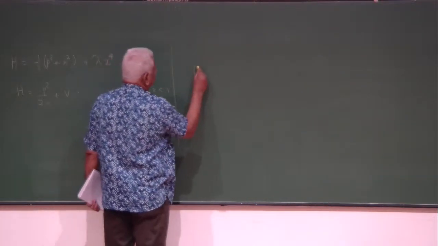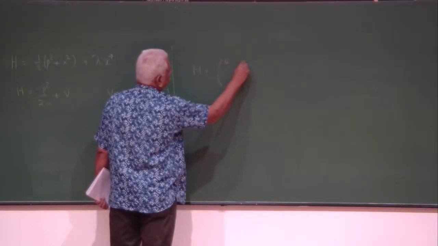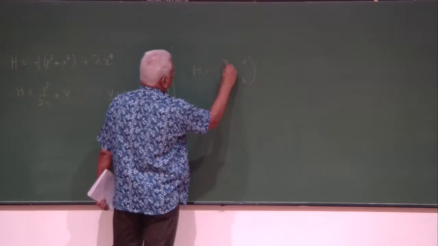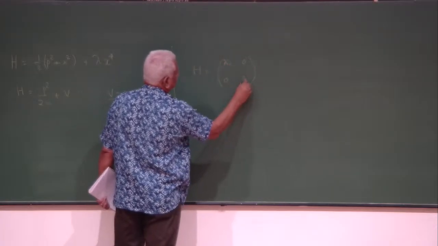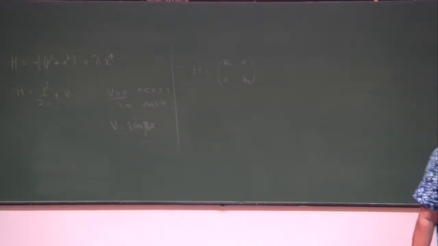I write a matrix H which is 1 0, 0 1, or lambda 1 lambda 2. This matrix is diagonal already, right? There is nothing to solve. You have already solved it. What are the eigenfunctions of this Hamiltonian? The eigenfunctions are 1 0 and then 0 1. These are the two eigenfunctions that you have solved.